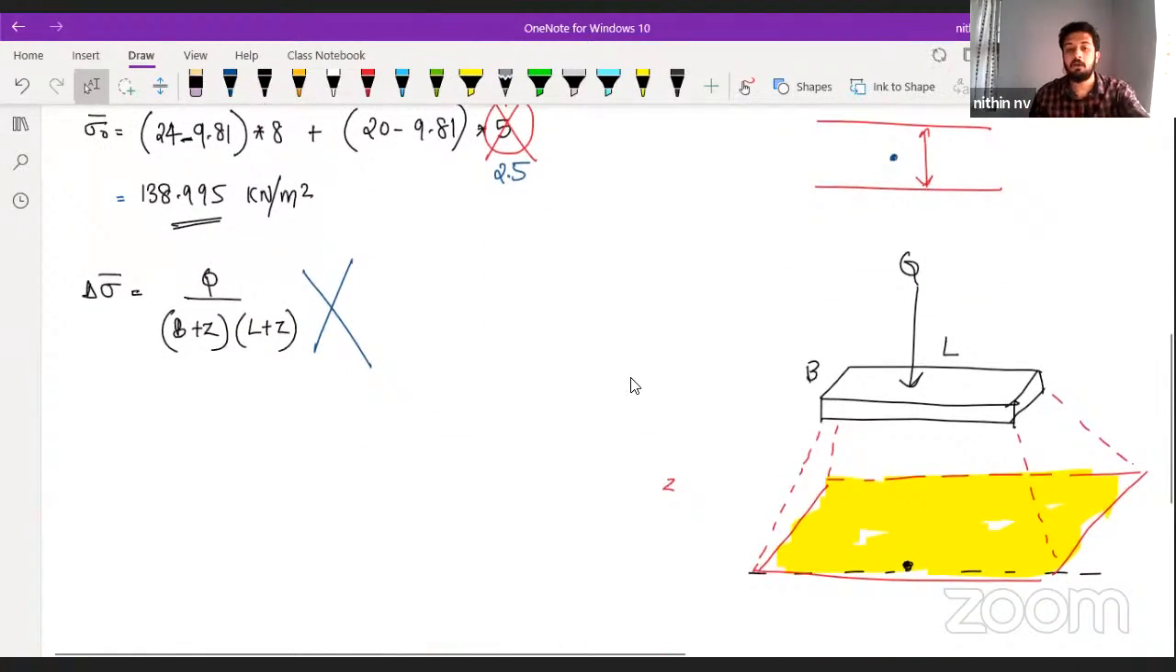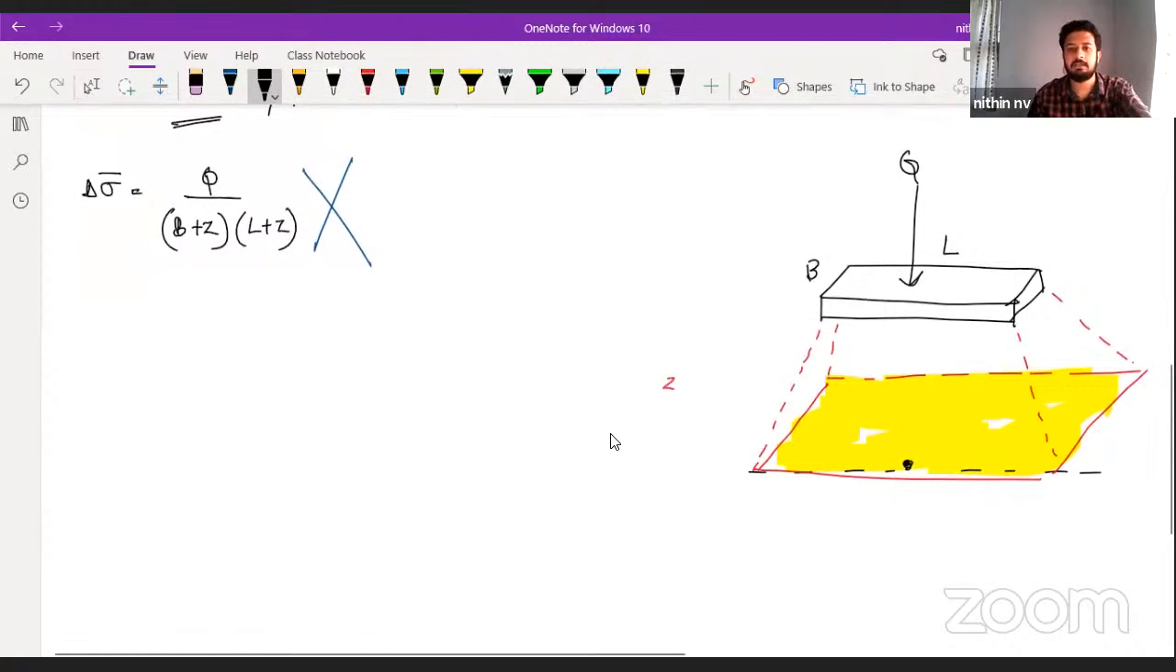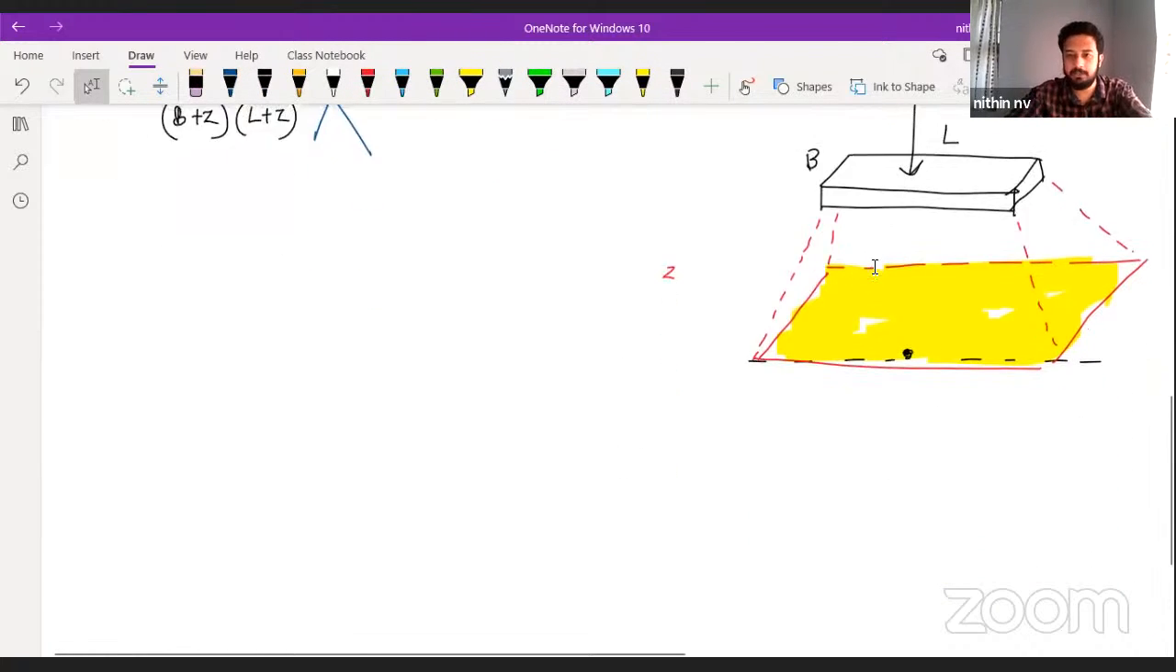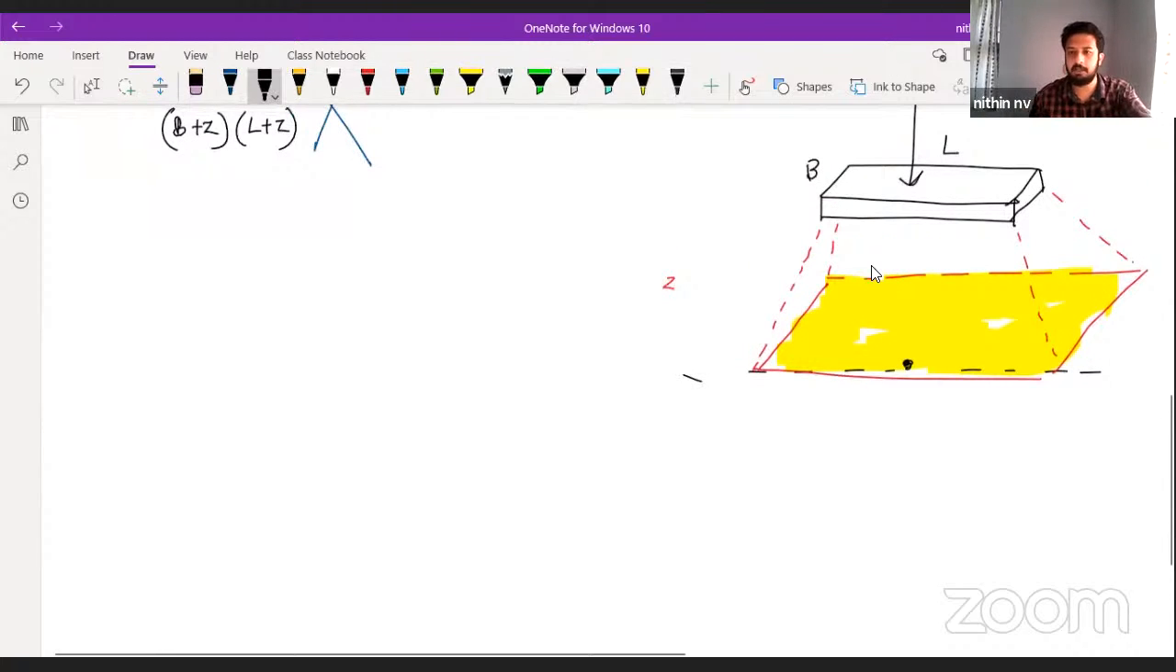Now listen, how are we getting this B plus Z and all? You don't have to learn anything by heart. Simply look here and see what is actually happening. If I'm simply drawing the side view, we have something like this, and now let it be, this is our B value, the width value. The length we have on that side. Okay, let it be like that.